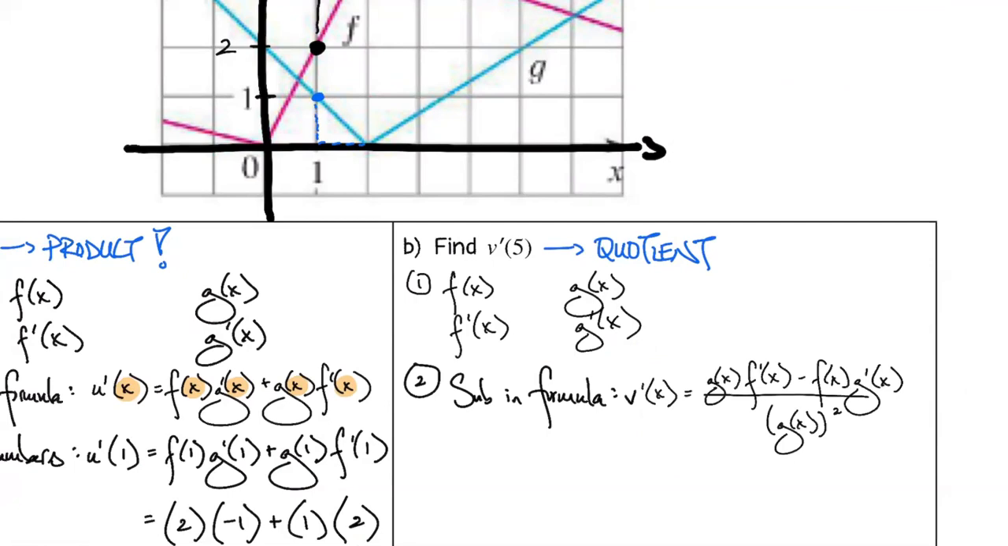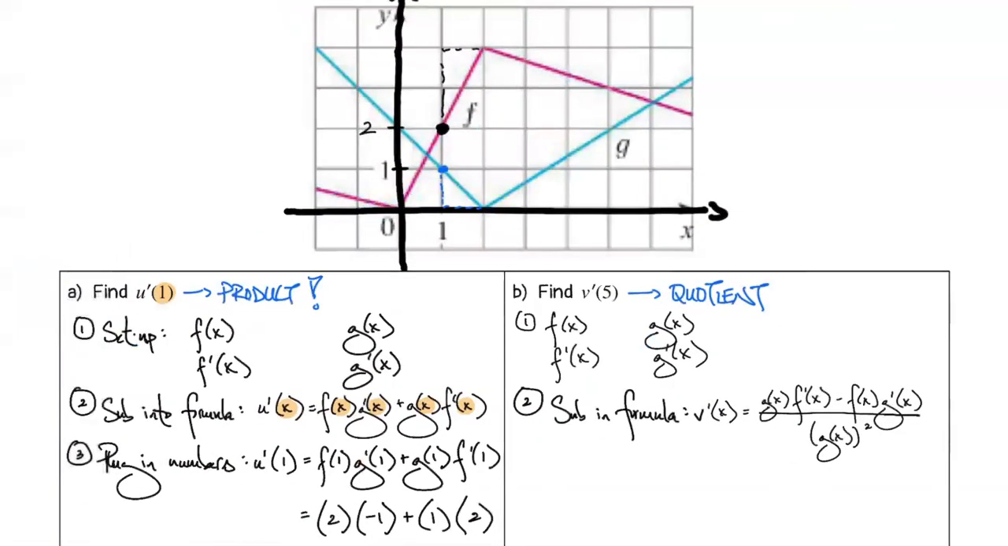All right, so we're just plugging that into the quotient rule. And now, what number are we going to replace all of the x's with? Okay, how come it's not 1? Let's just unpack that for a second. Why aren't we looking at 1 anymore? The problem is asking for a different value, right? So we need to pause and ask, what x value am I looking for? And we need to make sure we use that right coordinate, okay?